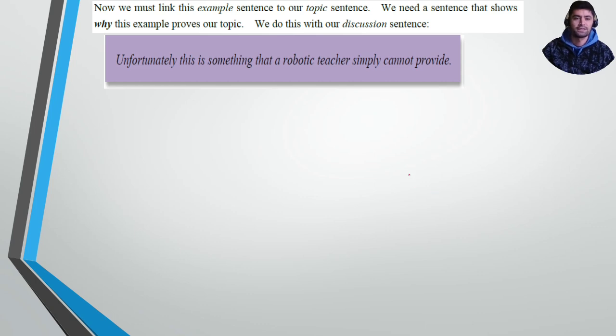Now we must link this example sentence to our topic sentence. We need a sentence that shows why this example proves our topic. And we do this with our discussion sentence here. Unfortunately, this is something that a robotic teacher simply cannot provide.